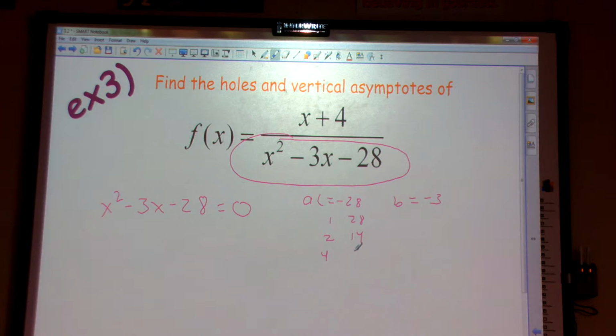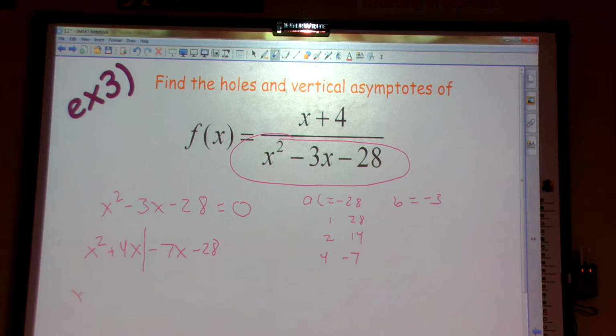So 3 won't go into it. 4 and 7 will. And that looks like our winners, but one of them has to be negative, and it looks like the 7 in order to add to be negative 3. So I have x squared plus 4x minus 7x minus 28.